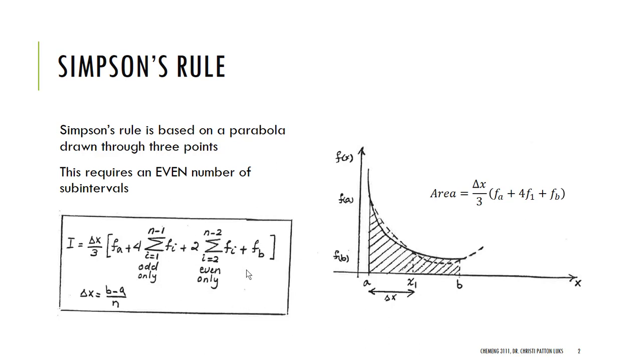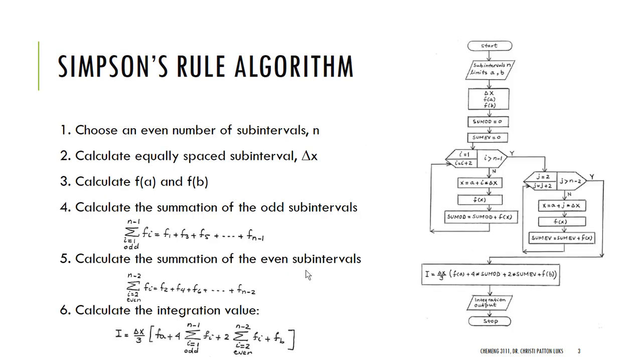Let's look at how we could actually apply this. So here is the algorithm. We're going to first choose our number of subintervals, but I have to be sure it's even this time. And then calculate equally spaced subintervals, and evaluate f(a) and f(b). The easiest way to do this is to take the sum of the odd subintervals and the sum of the even subintervals, and then take this set, multiply by 4, this set, multiply by 2, add your 2 endpoints, multiply by delta x, and divide by 3.